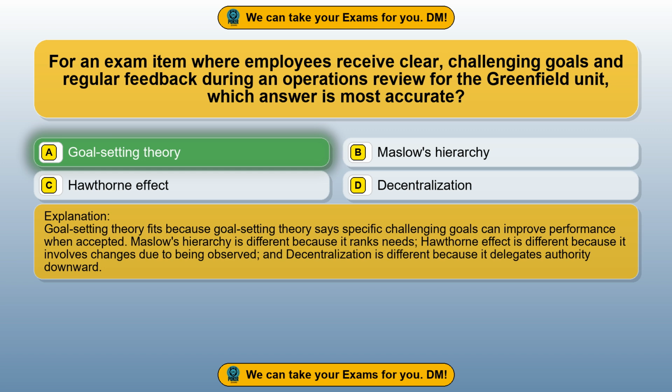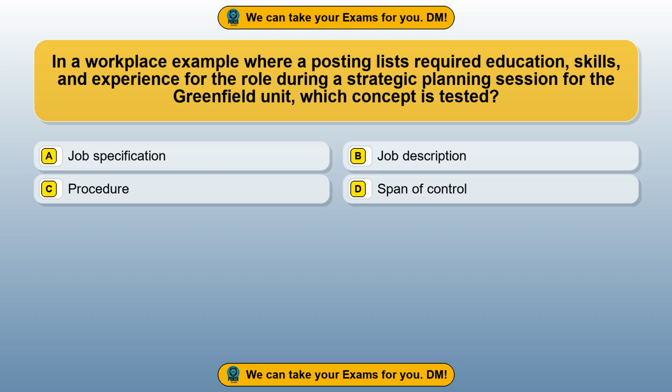Goal-setting theory fits because goal-setting theory says specific challenging goals can improve performance when accepted. Maslow's hierarchy is different because it ranks needs. Hawthorne effect is different because it involves changes due to being observed, and decentralization is different because it delegates authority downwards.